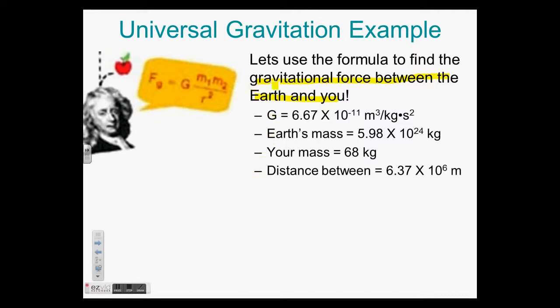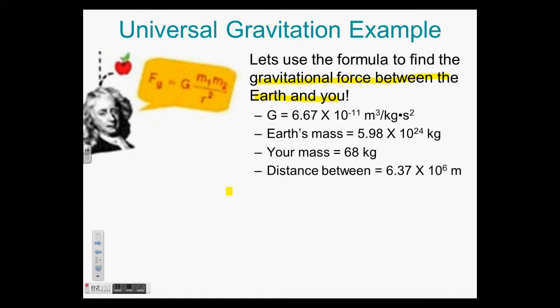So, if you want to use these numbers and stick them into the formula and get the answer, do it. It's awesome. If you think about it, though, you should already know what the answer is that it's going to spit out. It's finding the gravitational force between the Earth and you. So you should already know at least about what the answer should be.